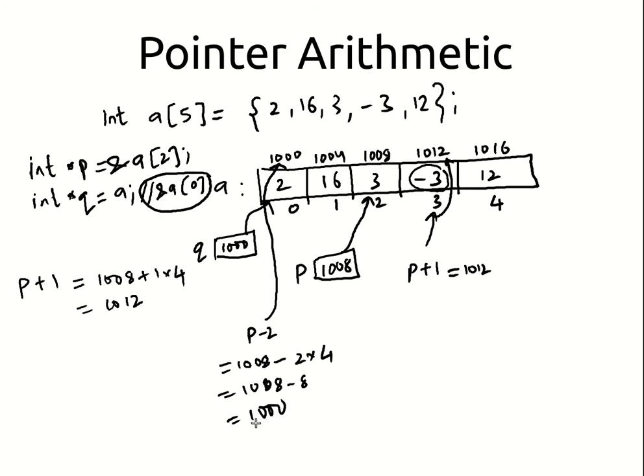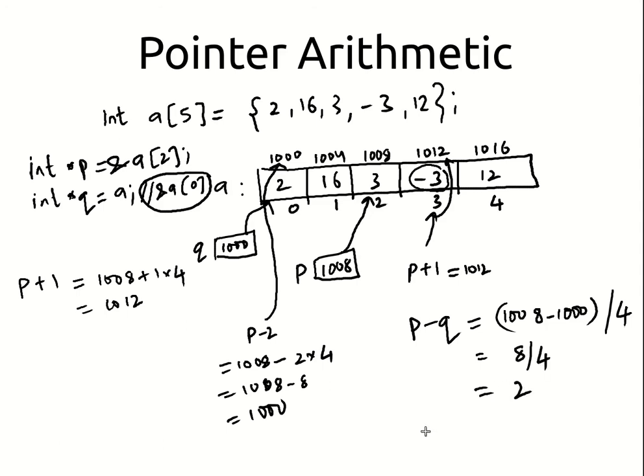Now Q is 1000 and P is 1008. If I do P minus Q, it's a valid statement because P is a pointer and Q is a pointer, and both of them are of the same type. So P minus Q would be 1008 minus 1000, and then I need to divide this by the size of int, which is 4. So 8 by 4 gives 2.